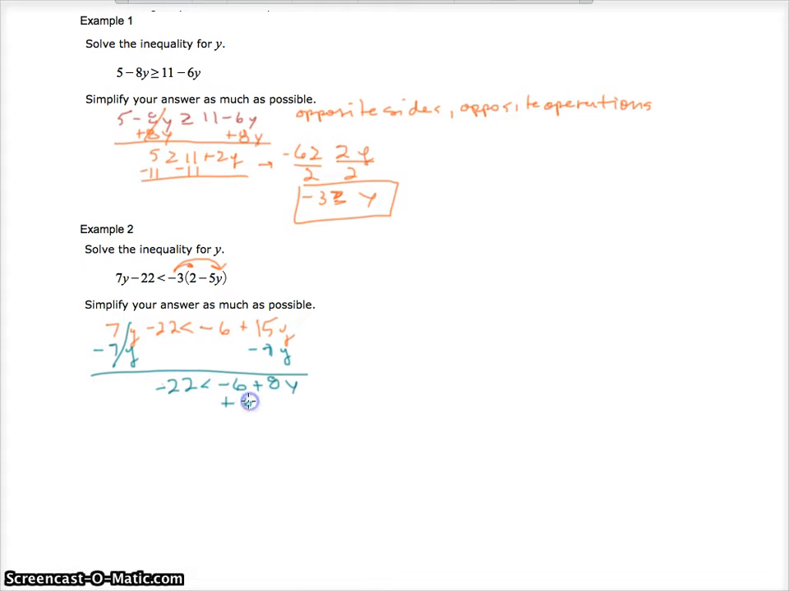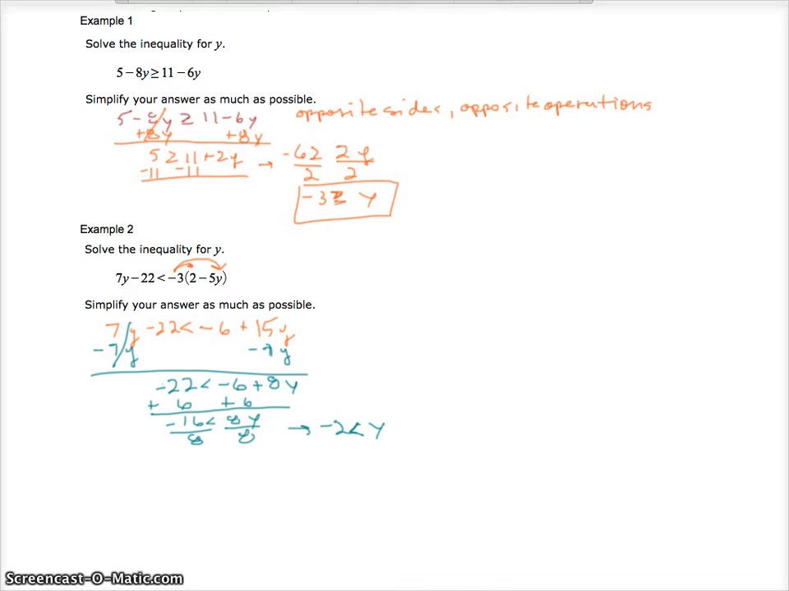Now I'm going to add 6 to both sides. Negative 22 plus 6 gives me negative 16 is less than 8y. I'm going to divide by 8, and I get that negative 2 is less than y.